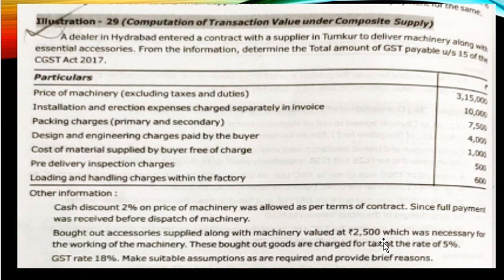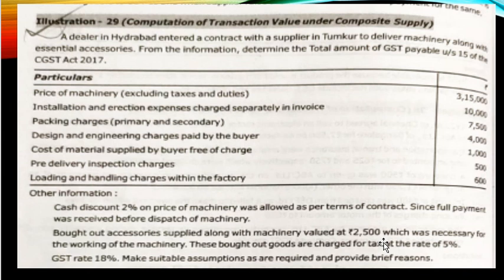If you have listened to the video on what is composite supply: a composite supply is a supply made by a taxable person to a recipient consisting of two or more taxable supplies of goods or services, or any combination thereof, which are naturally bundled and supplied in conjunction with each other in the ordinary course, one of which is a principal supply. So along with the principal goods, the secondary goods are also supplied, so that it is interrelated. It is for the benefit of the primary goods.